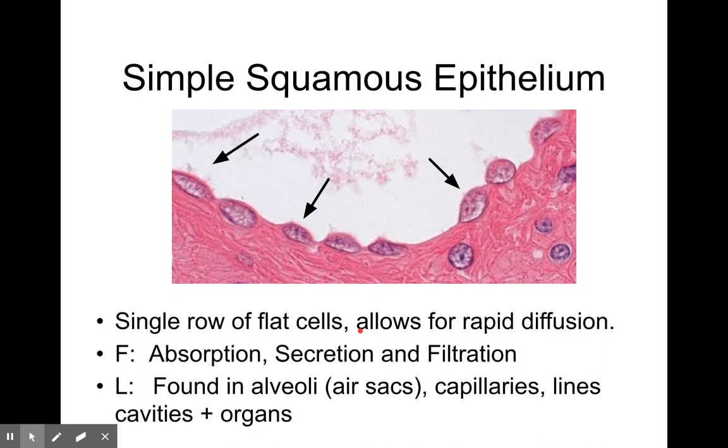The function is absorption, secretion, and filtration. Because they're so small, things can move past them very, very easily. They're found in alveoli, which are the air sacs in your lungs, capillaries, and the linings of cavities and organs inside your body.